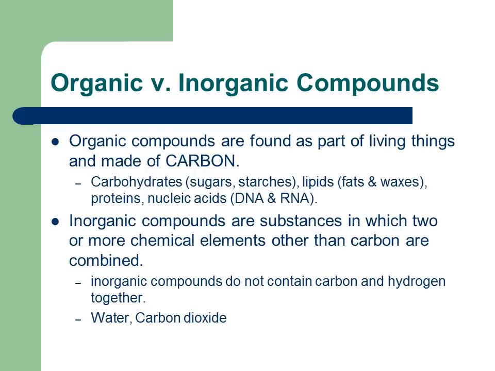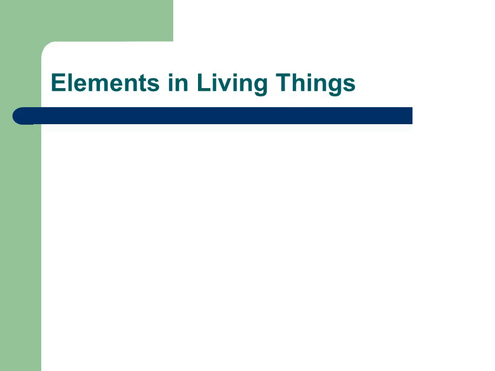DNA and RNA. Inorganic compounds are those which are not made up of carbon, in which two or more chemical elements other than carbon are combined. Inorganic compounds do not contain carbon and hydrogen together. So some examples are water and carbon dioxide, because it does contain carbon, but it doesn't have hydrogen with it, so thus it is not an organic compound.